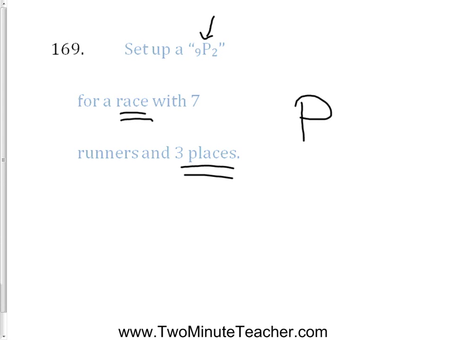And then the first number you have is how many are competing, I guess you'd say. So if there's 7 runners, I'm going to put my 7 there. The number after the P is how many places you're giving out, or how many spots there are, okay? And that's 3 in this case. So it'd be 7P3.